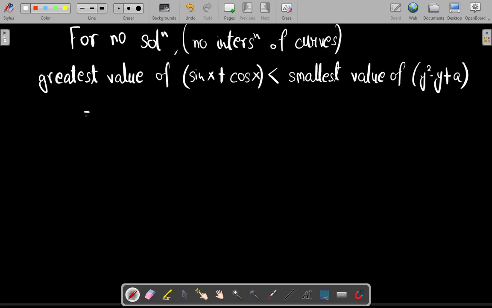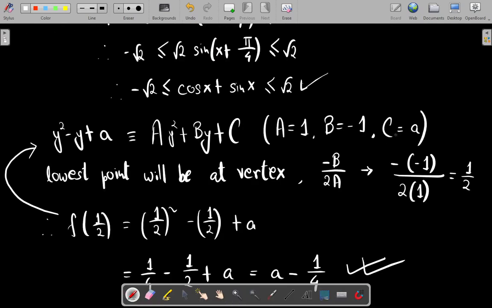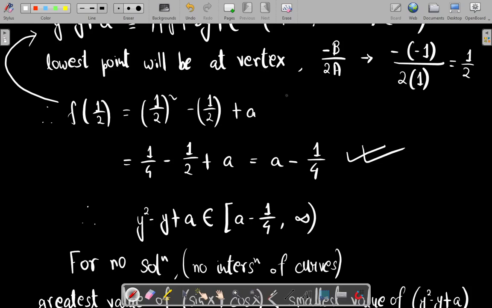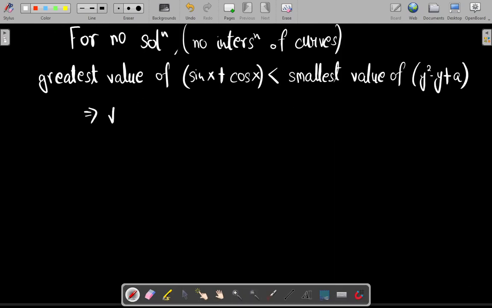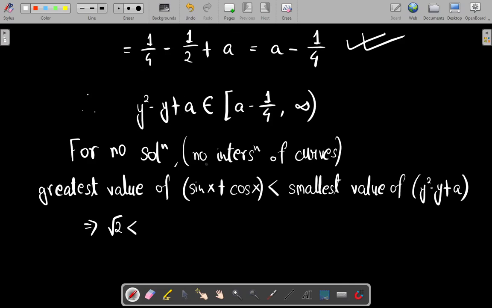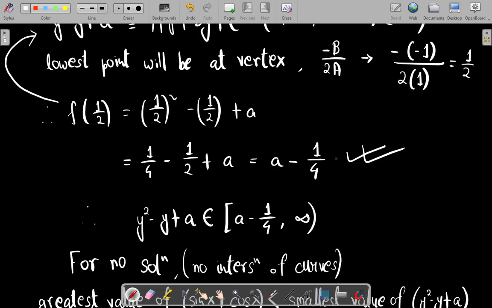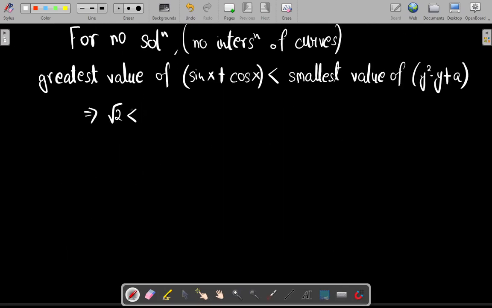Okay, so this implies that the greatest value of sin x plus cos x was root 2, right? This was the maximum value it could take. So this implies that root 2 will be less than this. The smallest value was at the vertex, the x coordinate of the vertex is half, and the y coordinate is a minus 1 by 4. So this means a minus 1 by 4 is the smallest value of this quadratic curve. So from here we get a minus 1 by 4 will be greater than root 2. And this implies that a is greater than 1 by 4 plus root 2.